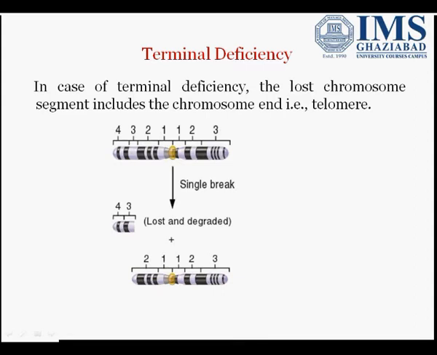And further, now we have the new chromosome, or the changed chromosome, with a new constitution of genes. From the centromere at the left side we have 1, 2, because genes third and fourth are lost, and from the other side we have 1, 2, 3. This is called the terminal deficiency or deletion. Terminal means at the one end.